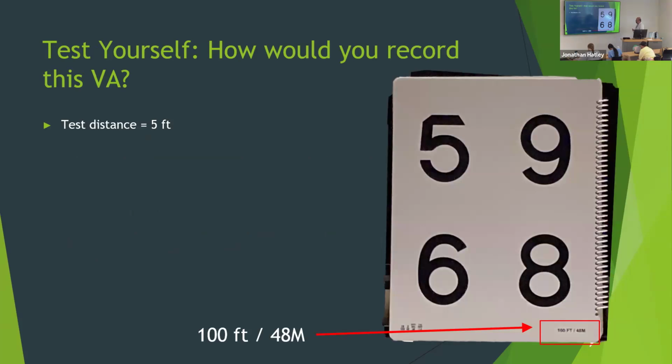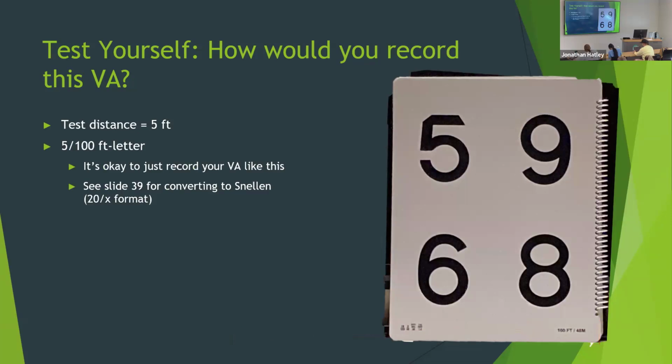So let's say, for instance, it's 100. Sorry, that's my fault. We need to get some better resolution pictures, I guess. So let's say that the test distance was 5 feet and your patient read a 100 foot letter. How would you record this acuity? 5 over 100 foot letter, exactly right. And I do want you to try to use that designation. Units are important just to make sure that the person next in line knows what units you were using. So 5 over 100 feet or foot letter would be what I would recommend recording.